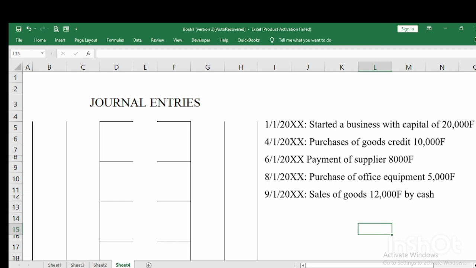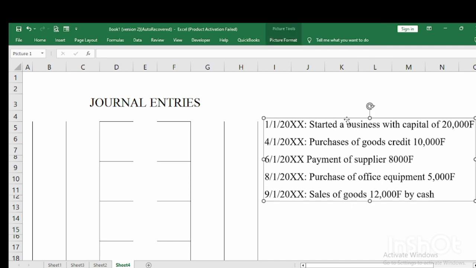So the transaction that was carried out first, you don't have to record after the transaction that comes second, or third, or fourth, and so on. You have to record them according to the way they happened. Right in front of us here, we have a question with some transactions that we are going to record using our journal. Beside it is already a template of our journal that we are going to fill.